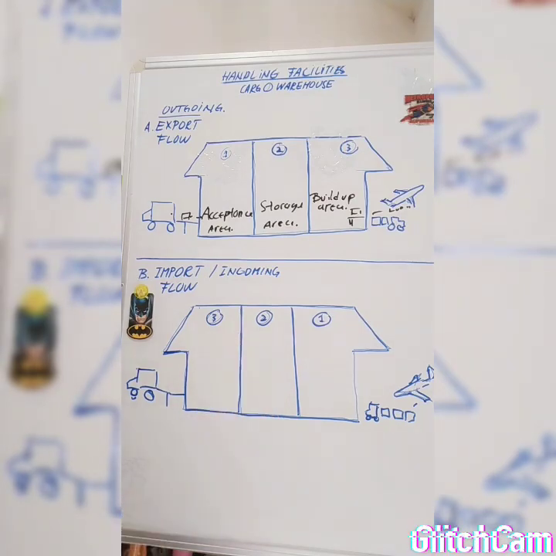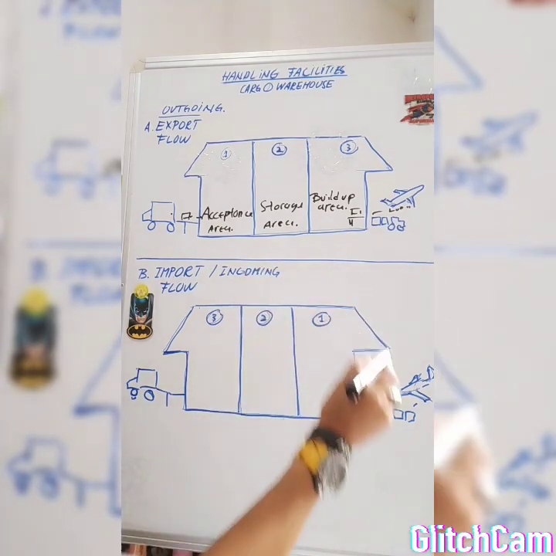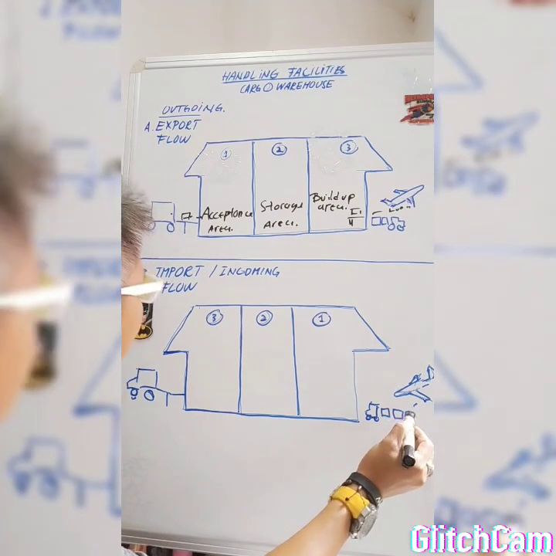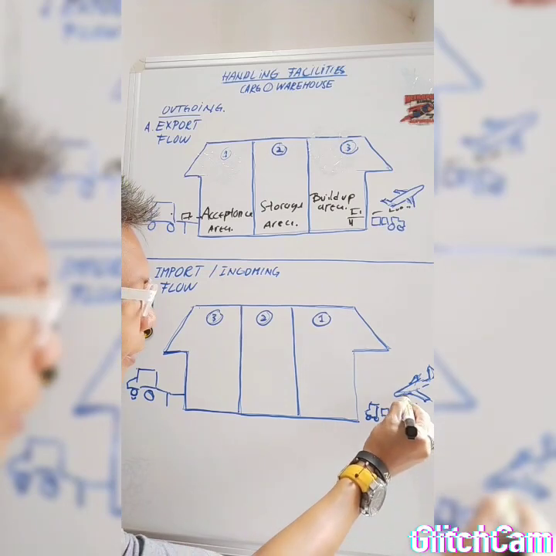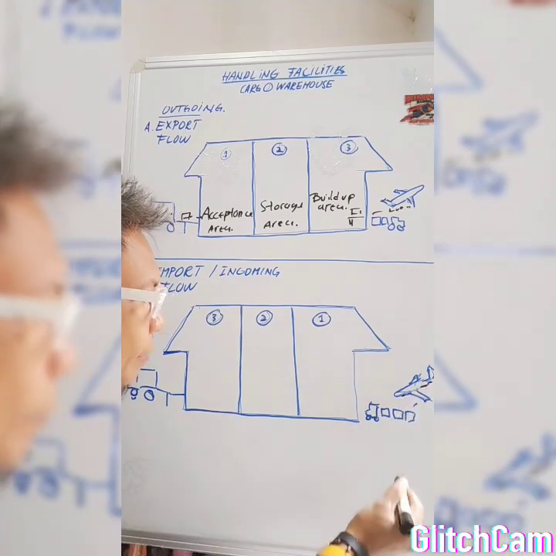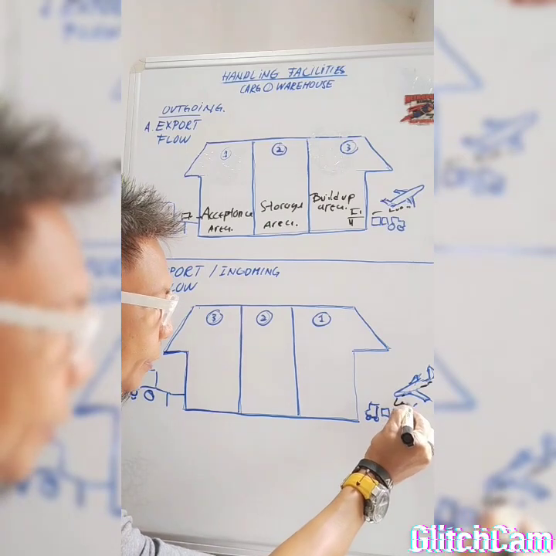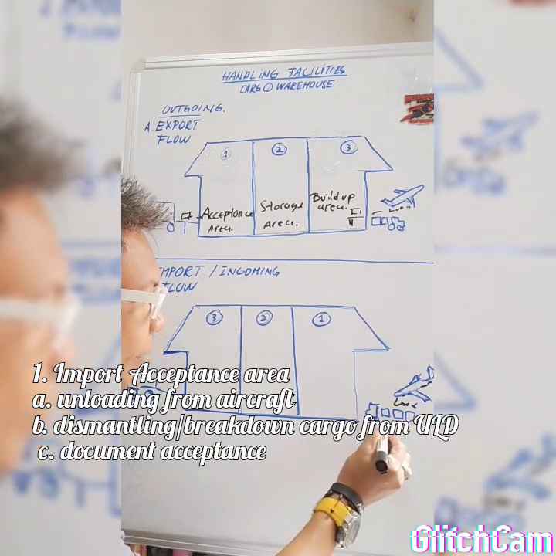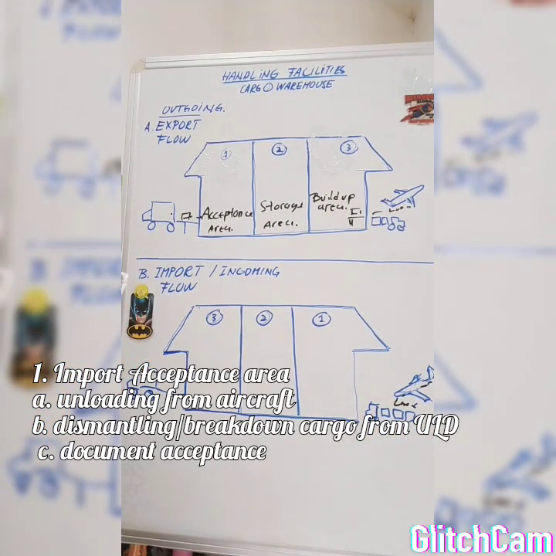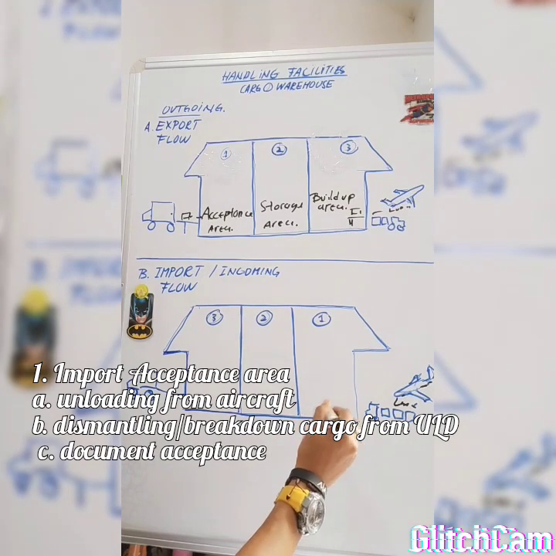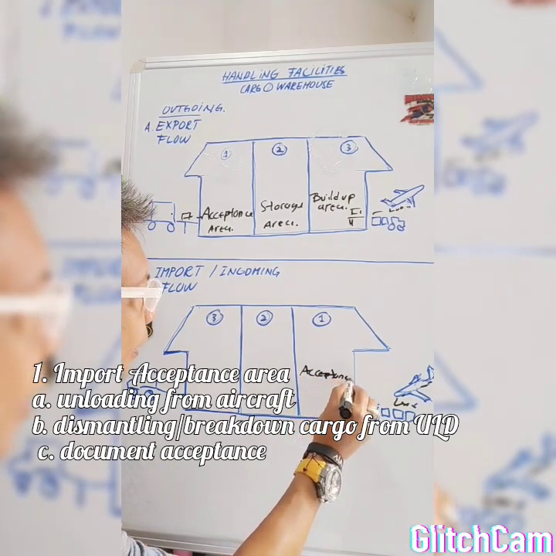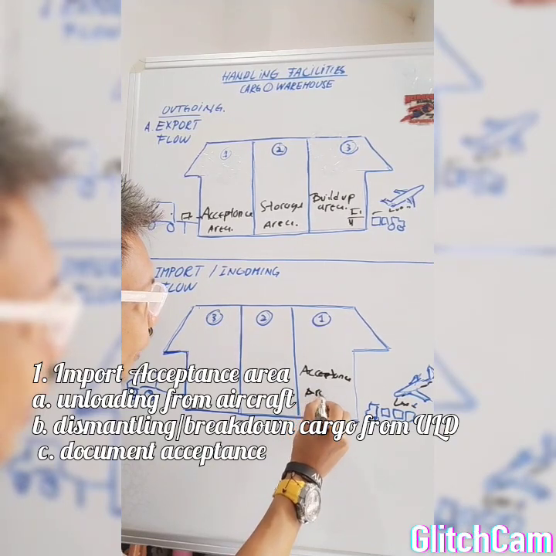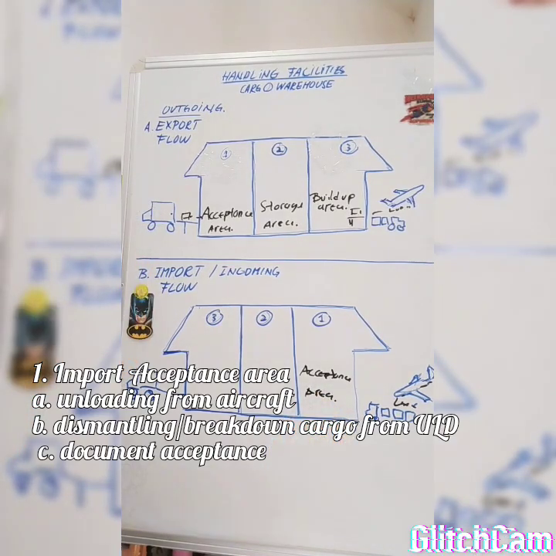How about the import? Of course the import will be the contrary flow. We call it the incoming flow. There is an incoming aircraft or flight, and then the unloading process here. After unloading, the cargo is towed to the warehouse. The first area at the back of the building is the same as export. Import also has an acceptance area, also document acceptance here.